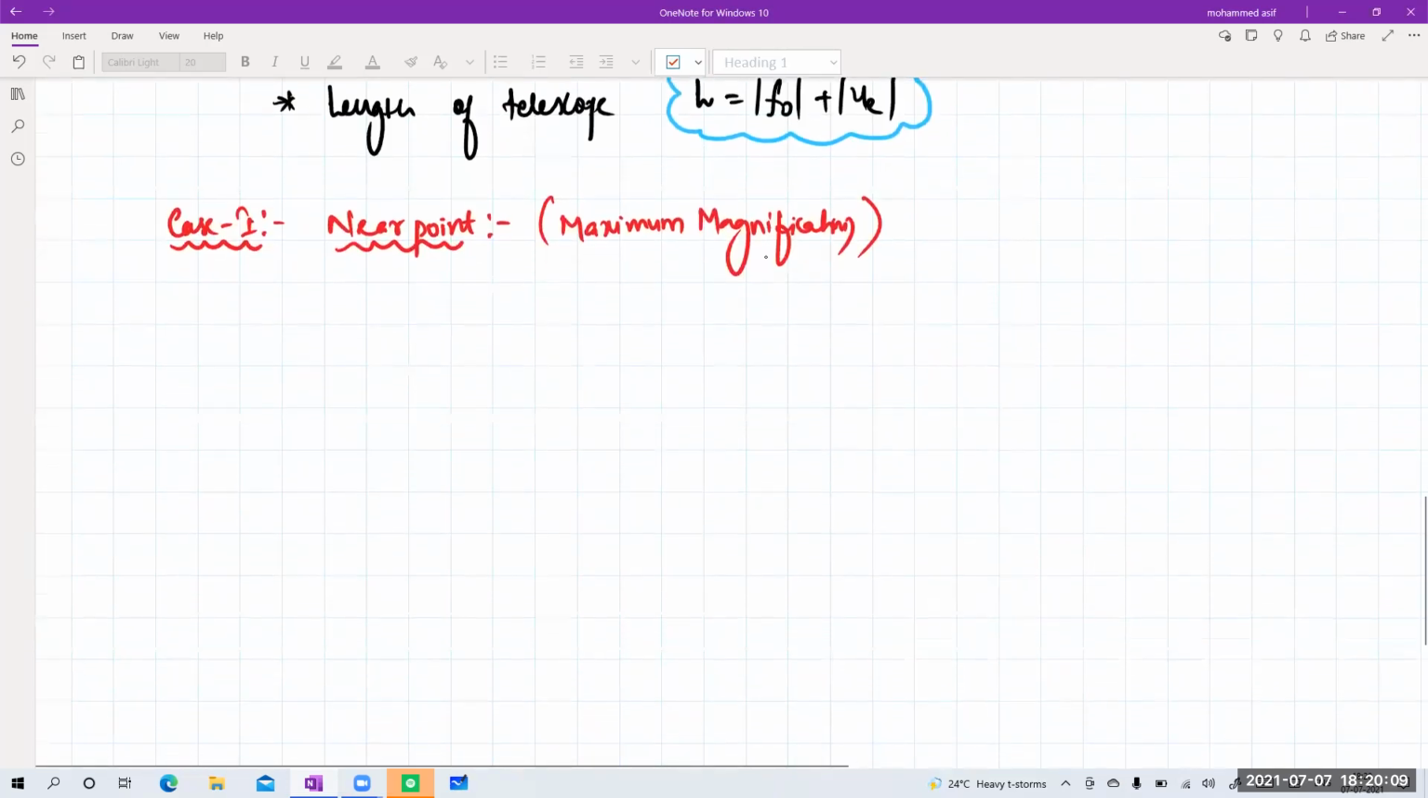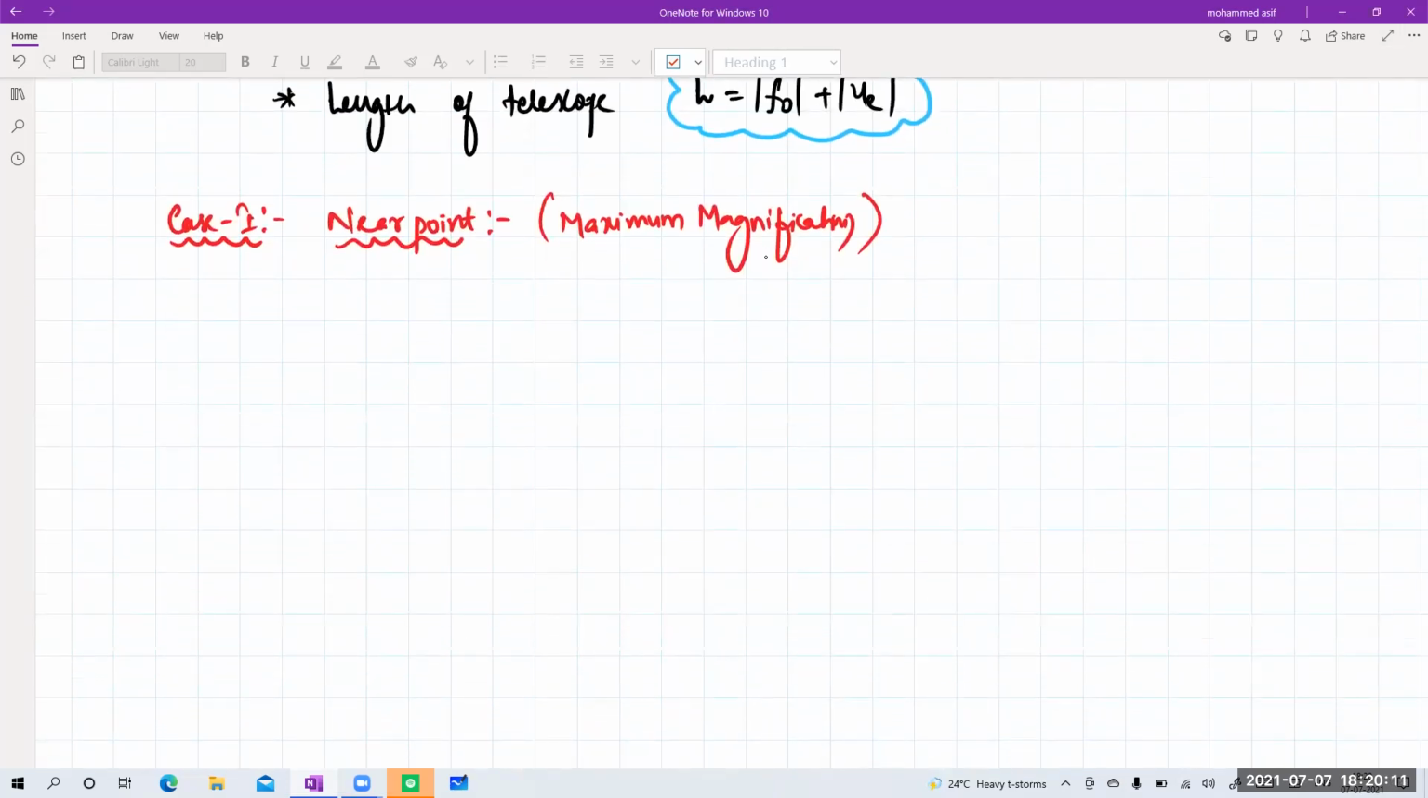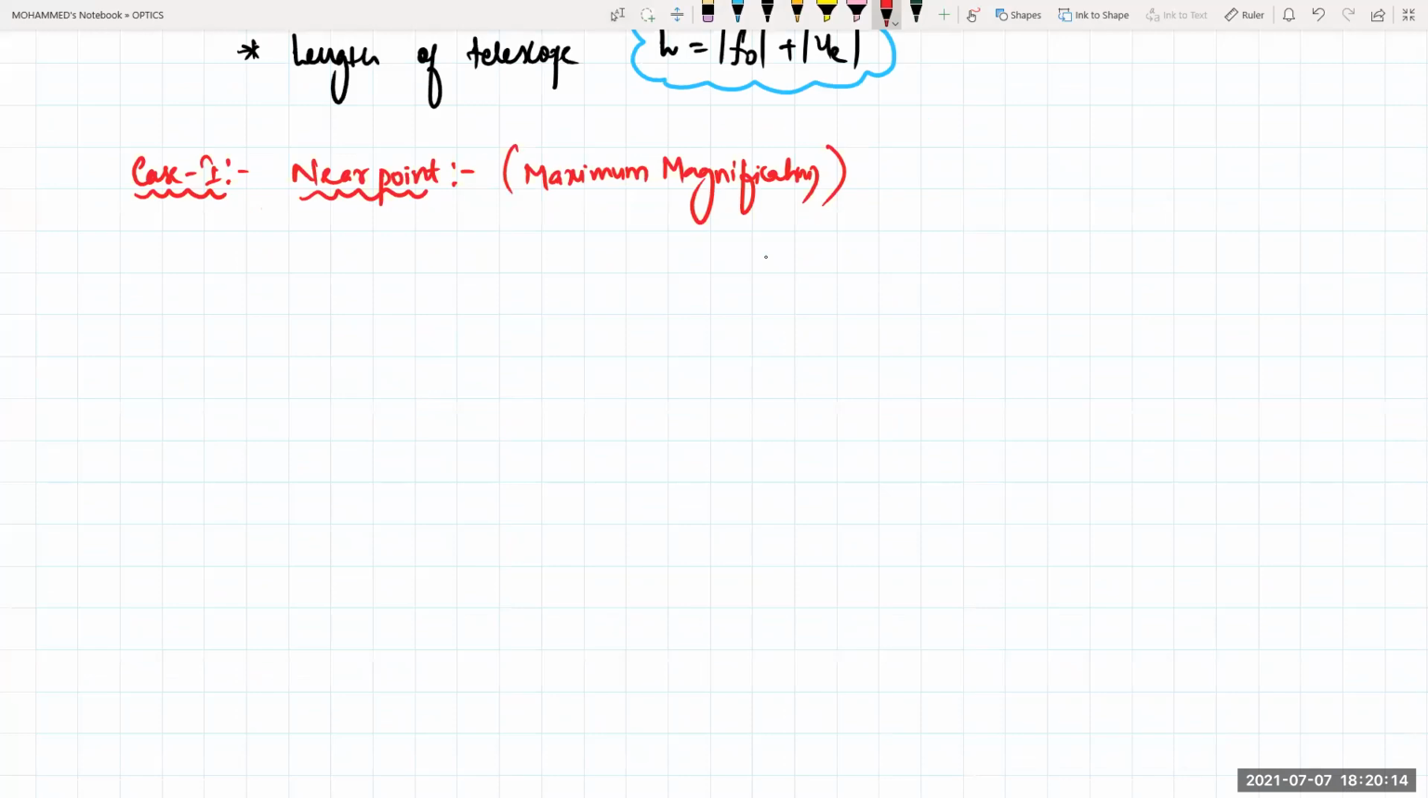So near point, maximum magnification. Now tell me, near point means what? The final image is formed at the least distance of distinct vision. So V is equal to minus D. Object distance will be equal to minus UE, and the focal length will become FE. So from the lens formula, what is the lens formula?